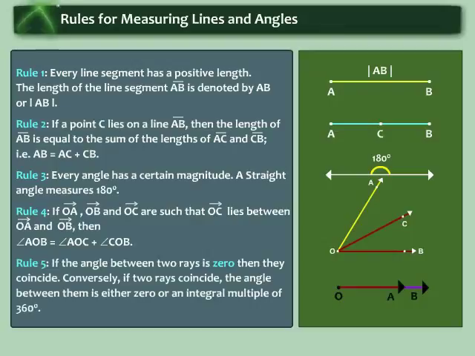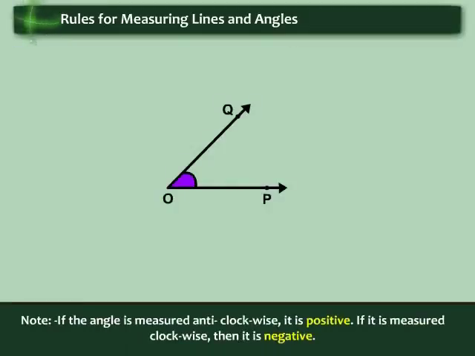Rule 5. If the angle between two rays is 0, then they coincide. Conversely, if two rays coincide, the angle between them is either 0 or an integral multiple of 360 degrees. Note, if the angle is measured anti-clockwise, it is positive. If it is measured clockwise, then it is negative.